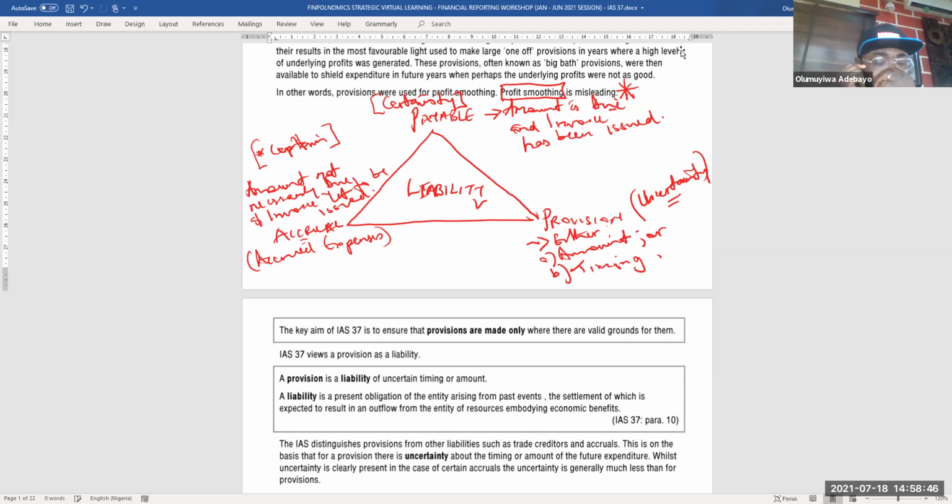Now, the requirement of IAS 37 clearly provides guidance that three conditions must be met for provision to be recognized. The first condition is that there should be present obligation. The second condition is that the present obligation must be highly probable to result in transfer of economic resources in order to settle such an obligation by the entity. And lastly, you can reliably estimate the amount of such an obligation. Otherwise, it might be practically difficult for us to recognize such a provision.